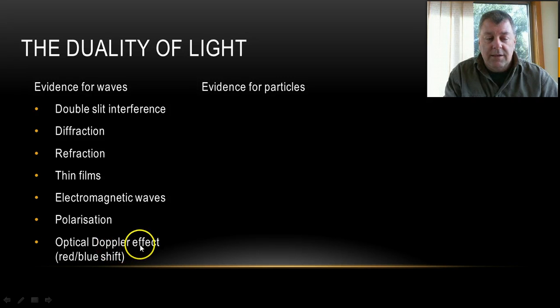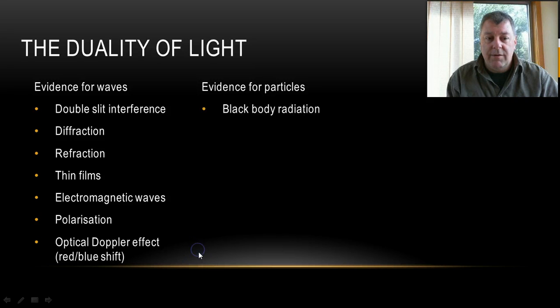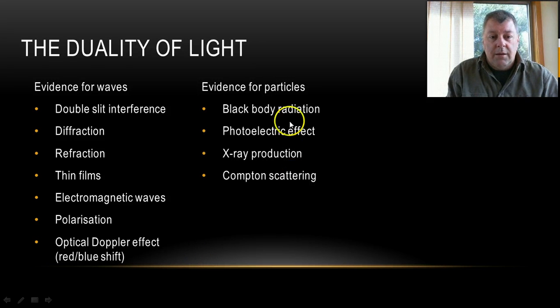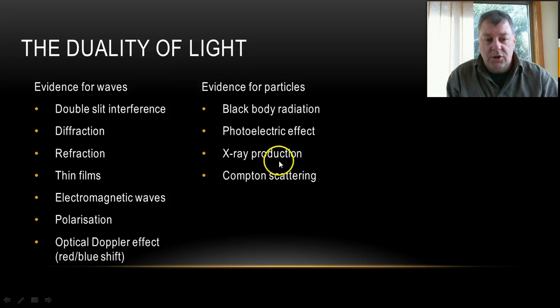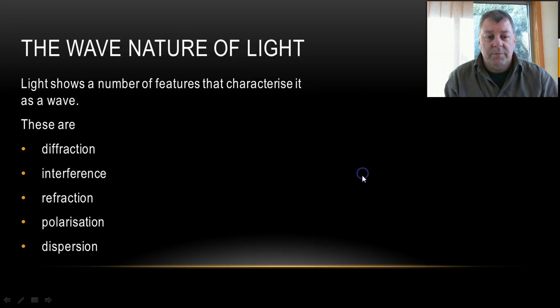And optical Doppler effect, which is what we use to work out whether stars and galaxies are moving away or towards us. Again, that's identical to sound Doppler effect in terms of the principles behind it, but it's also outside of our course. But these are all evidence for wave properties of light. The evidence for a particle nature for light is things called black body radiation, the photoelectric effect, X-ray production, and Compton scattering. And we'll be doing that in the second series of videos relating to light as a particle. Alright, so just separate them out. So we'll be running through these ones in this series, and in the next series we'll do those ones.